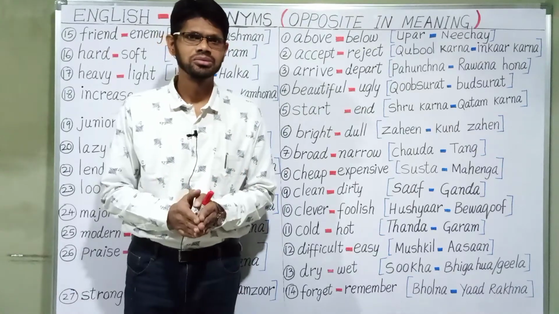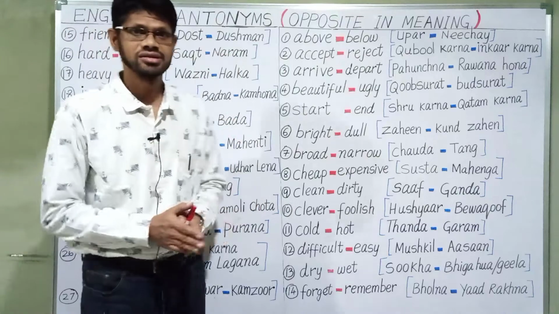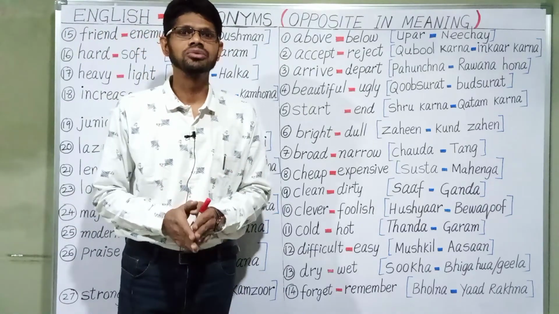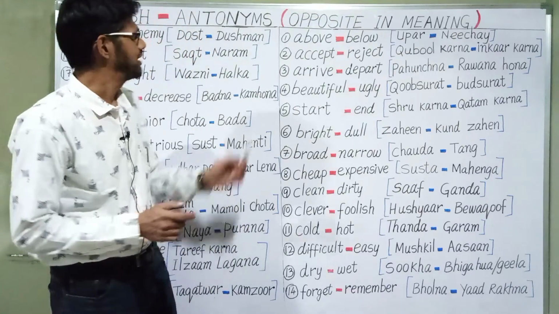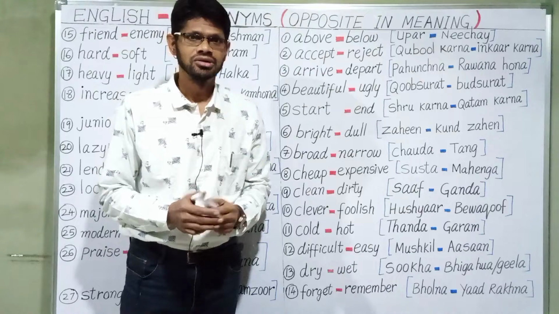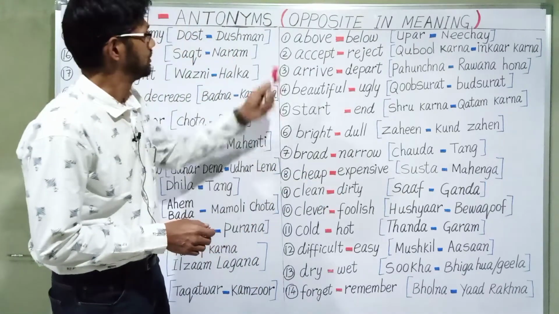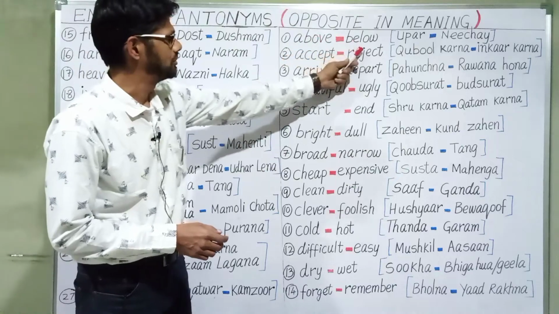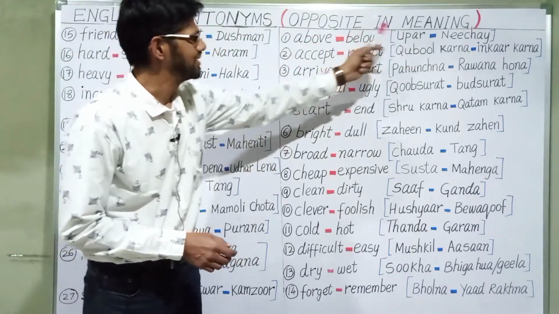In this video, I am going to talk about antonyms. Antonyms are the words which are opposite in meaning. So many examples today I have brought for you. Number 1, above, below. Above, ऊपर, below, नीचे.